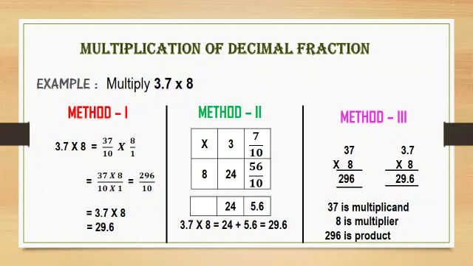Now we have to place the decimal point in the product starting from the unit place, counting the total decimal place in the multiplicand. So the multiplicand is 3.7. So as the decimal point is before one number counting from right, in the product also you have to place the decimal point before one number counting from the right. So answer we get is 29.6.